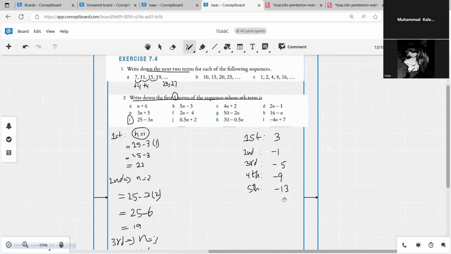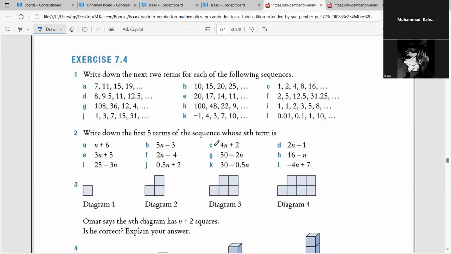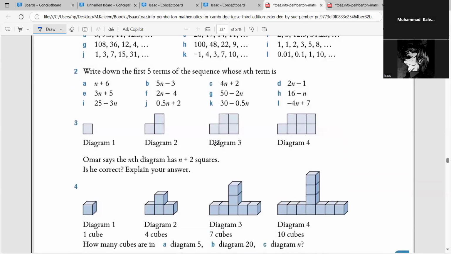That's all we have to do in question number 2. In question number 3, diagram 1, diagram 3, diagram 4 are given to us. Umar says the nth diagram has n plus 2 squares. Is he correct?